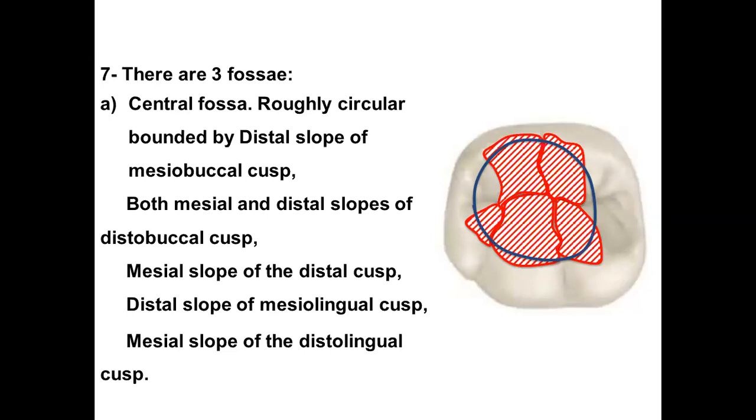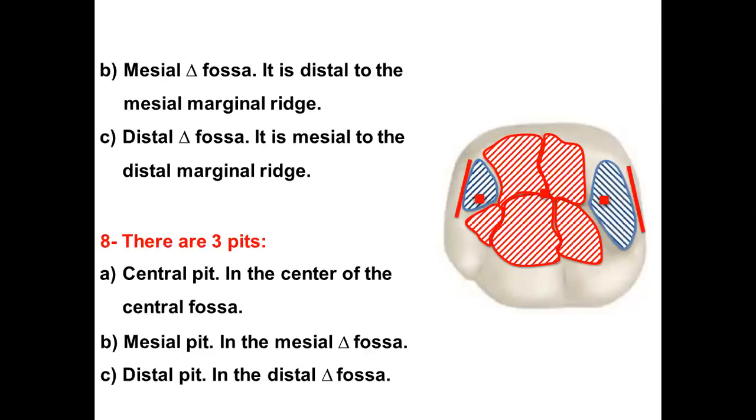The boundary of central fossa is roughly circular and it is bounded by the distal slope of mesiobuccal cusp, both mesial and distal slope of distobuccal cusp, mesial slope of distal cusp, distal slope of mesiolingual cusp, and mesial slope of distolingual cusp. So it is a central fossa which is bounded by the cuspal slopes of all the 5 cusps. Then there are 2 minor fossas, the mesial triangular fossa which is located distal to the mesial marginal ridge, and distal triangular fossa which is located mesial to the distal marginal ridge.